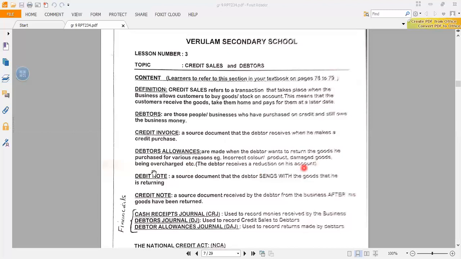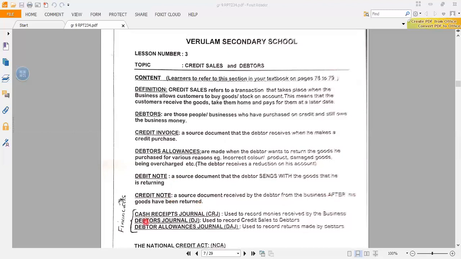When the debtor brings his products to me, they are accompanied by a source document that he sends with the goods he is returning. That source document is called a debit note. My business receives the products and the debit note, and I will issue him a credit note. This is a source document received by the debtor from the business after his goods have been returned to the business. So basically these are credit sales and debtors.